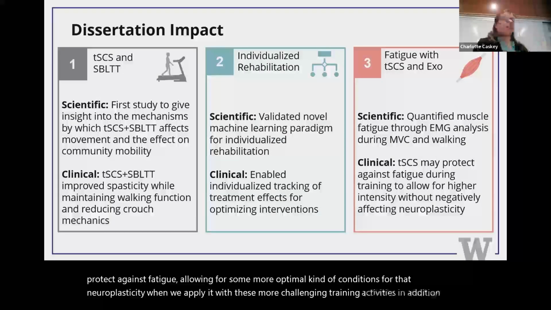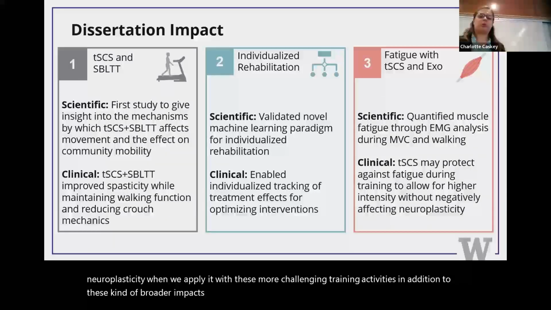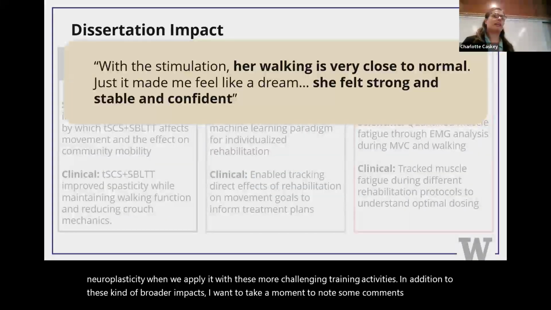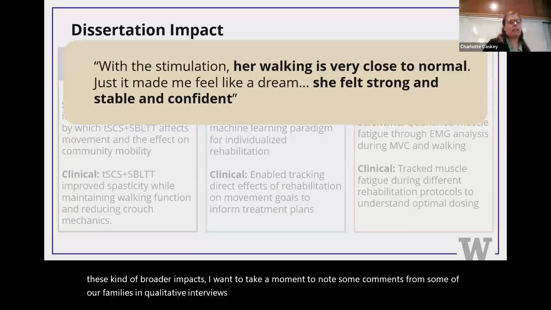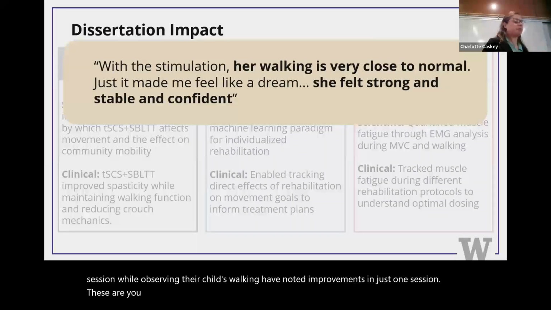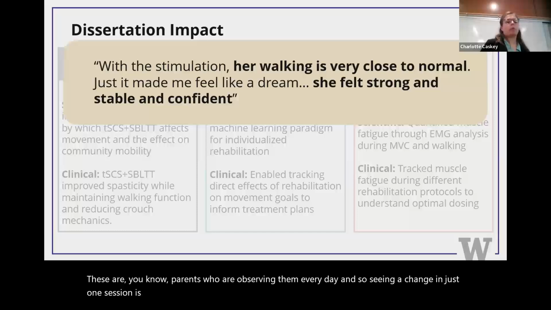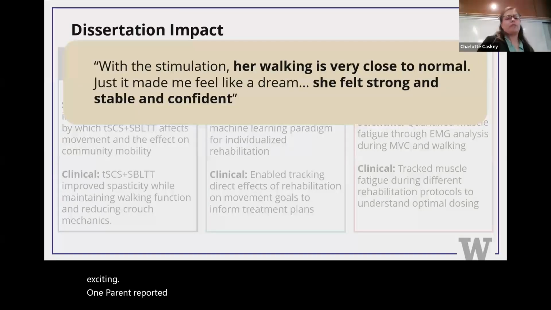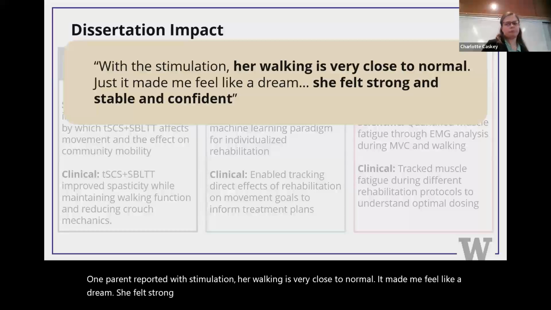In addition to these broader impacts, I want to take a moment to note some comments from some of our families in qualitative interviews that we performed. Some of them have also, in just one session while observing their child walking, noted improvements. These are parents who are observing them every day, and so seeing a change in just one session is exciting. One parent reported, with stimulation, her walking is very close to normal. It made me feel like a dream. She felt strong, stable, and confident.